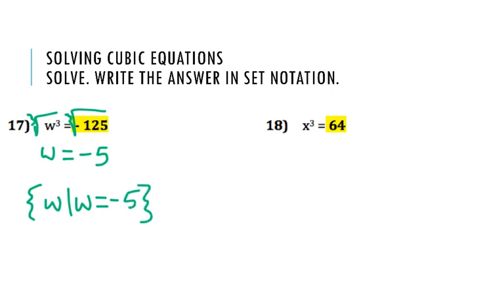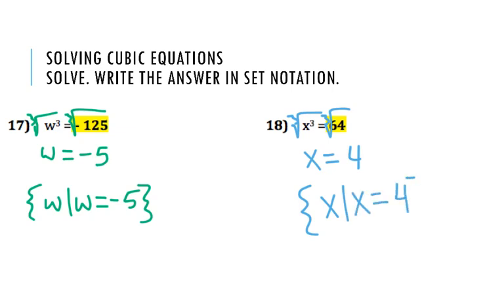Number 18. x cubed equals 64. Again, we're seeing this cube, so we're going to take the cube root of both sides of our equation, and we get x is equal to 4. And it's only positive because the 64 in the cube root is positive. So our set notation, the set x such that x equals 4.